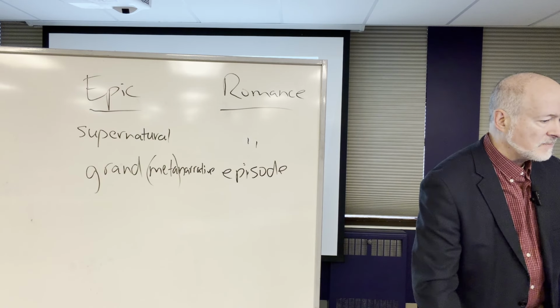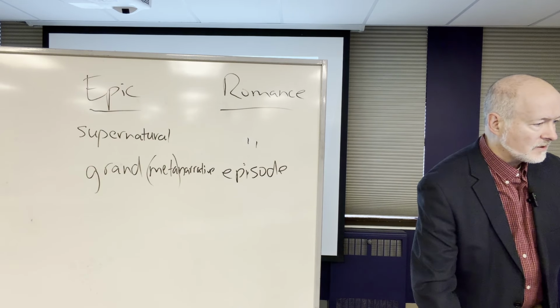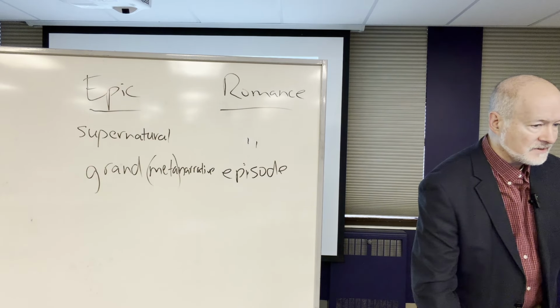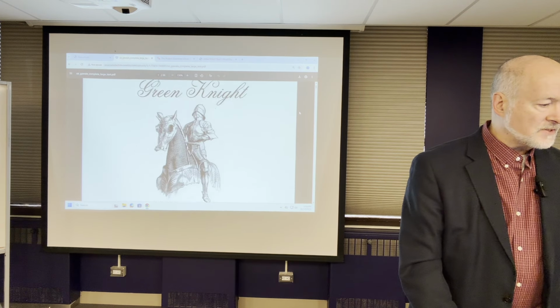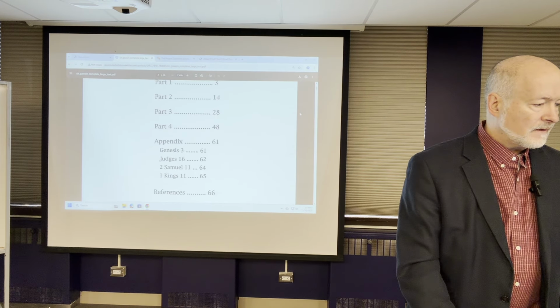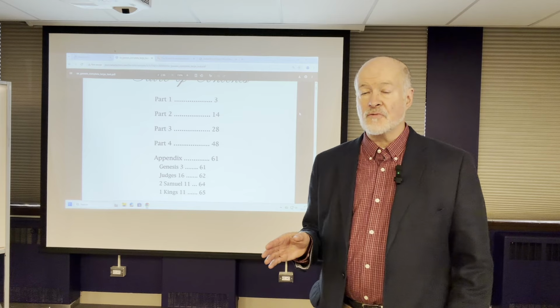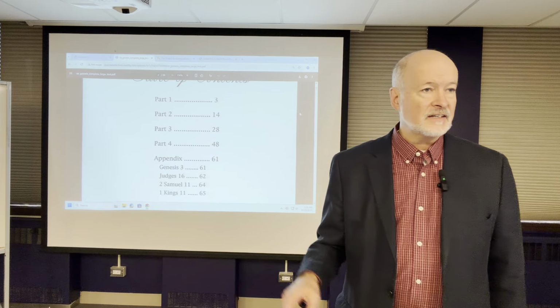This is Middle English. Oops, you can't see it. Let me get this out of the way. Translation by Tolkien himself. Written in 4 parts. The parts are called fits, by the way, F-I-T-T-S.